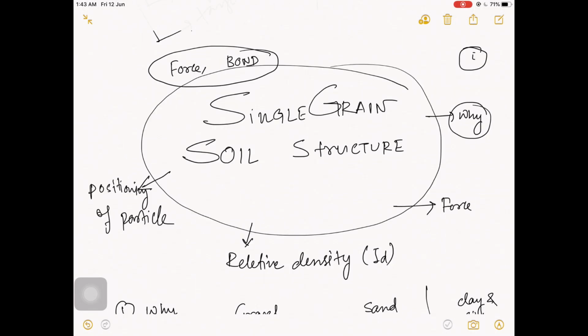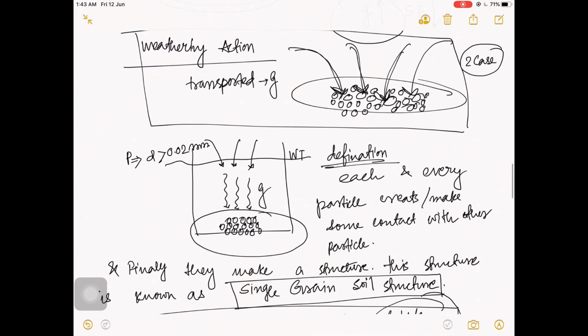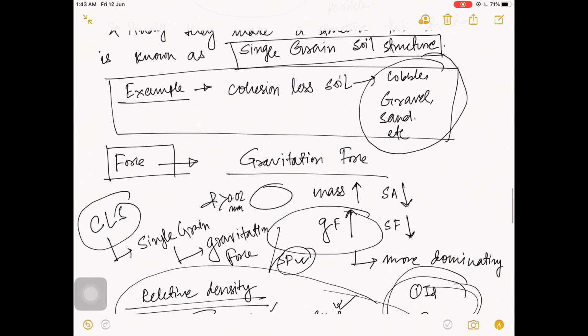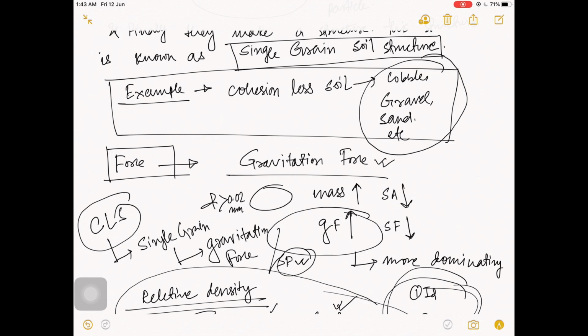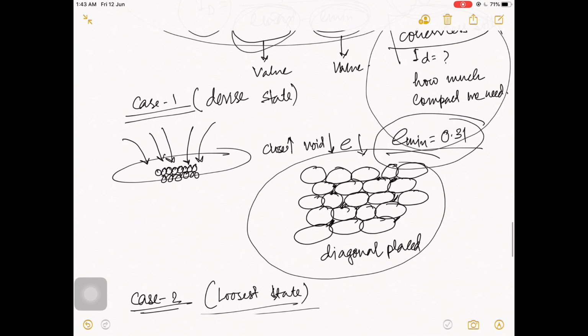In this video, I talked about single grain soil structure, where I discussed why this is known as single grain structure, as well as its definition. Then we talked about what type of force acts here. Then I showed the relation between relative density and soil grain structure, and I showed the probable two cases of orientation as well as placement.